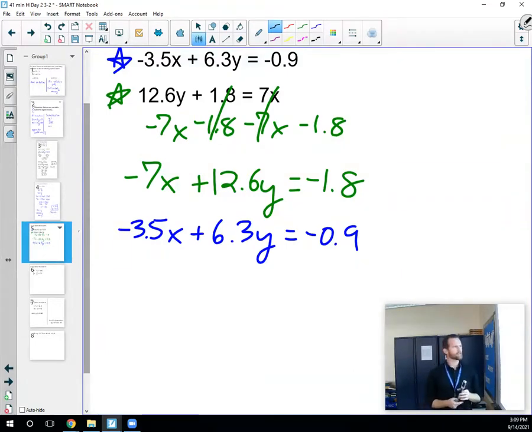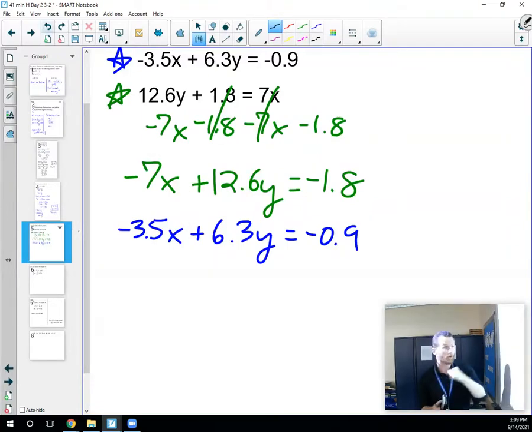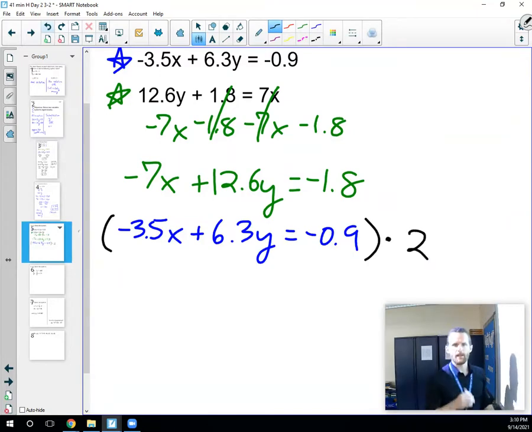So I think it's going to be easiest to match up the x's. And the reason I chose the x's is as soon as I see the negative 7 and the negative 3.5, I see, oh, if I double 3.5, I'll get to 7. And remember, that's what we want in elimination. Same number, but different signs. So if I multiply this whole equation by 2, that'll turn the negative 3.5x into a negative 7x. That's where that 2 came from. But we want it to be more than a 2, because see how both of these signs are negative? We want one to be positive. So I'll just multiply by a negative 2, and that'll fix that problem.